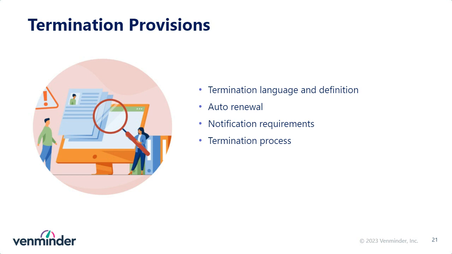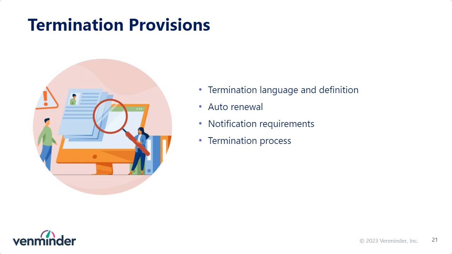a lot of cases, you have a master agreement that's in place and then other agreements that are children to that parent master agreement. So that definition of termination for each of those agreements needs to be clearly understood as well. A very important part of a termination right is whether there is an auto renewal clause in the contract.